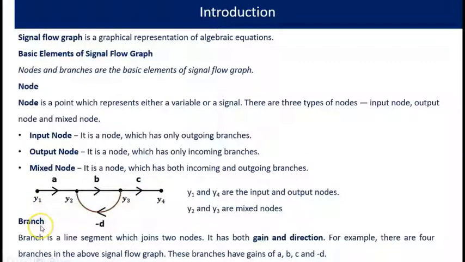And what is a branch? Branch is a line segment which joins two nodes. It is a directed line segment. So, this is a branch, a directed line segment. It has both gain and direction. So here this is one branch, this is another branch, and another, and another, thus there are four branches. The gains are: for this branch the gain is A, for this branch the gain is B, for this branch the gain is C, and for this branch the gain is minus D.